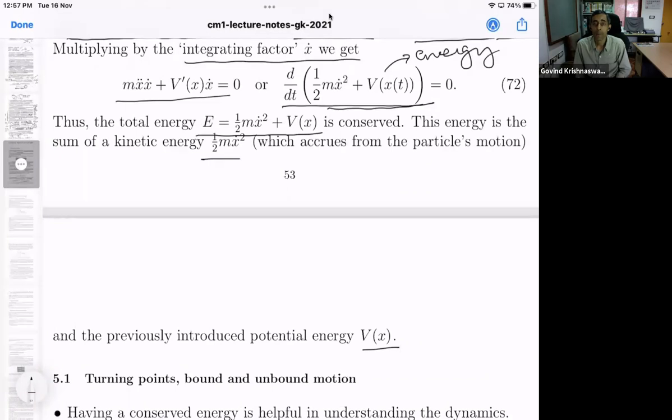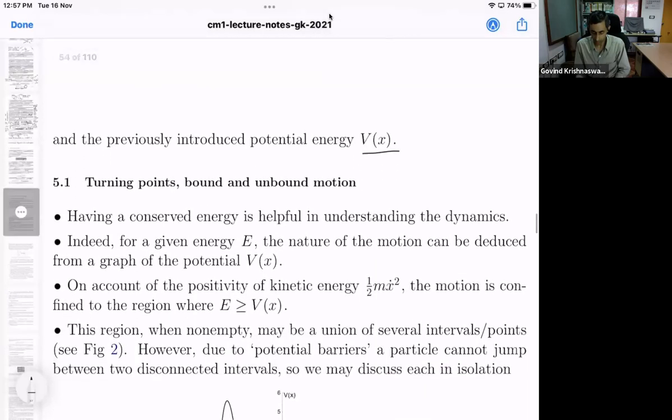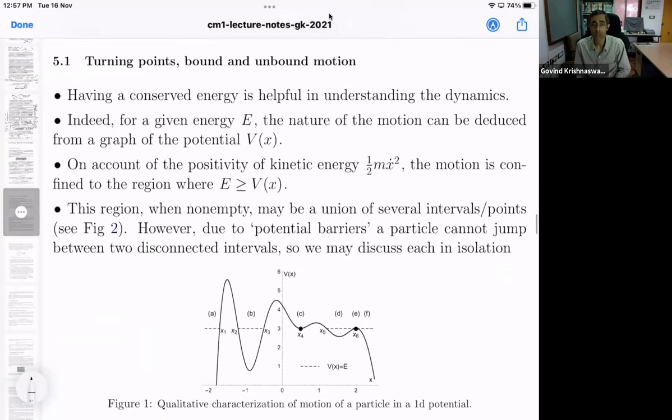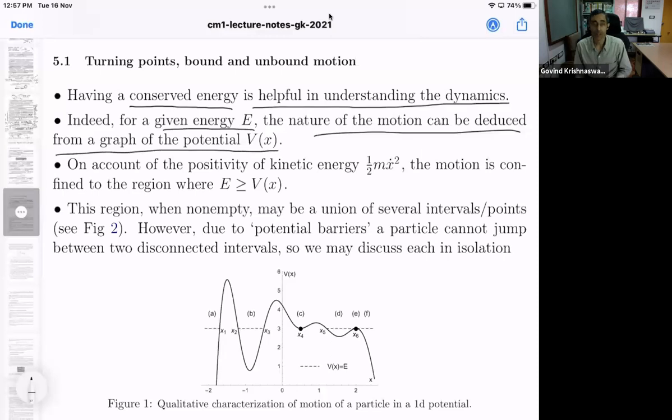Now, with this setup, which is already familiar to us, that is why I went through it quickly, I want to describe some qualitative features of one-dimensional motion. So again, I want to exploit this conserved energy. So let us suppose we have a conserved energy. Having a conserved energy is helpful in understanding the dynamics. Okay, let us illustrate this once again. Indeed, for a given energy, the nature of the motion can be deduced from a graph of the potential V of x.